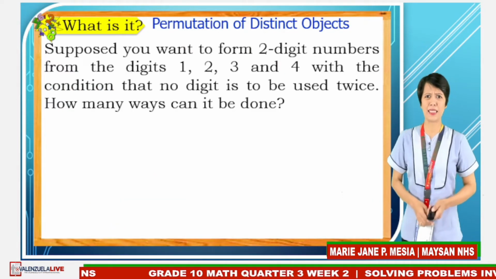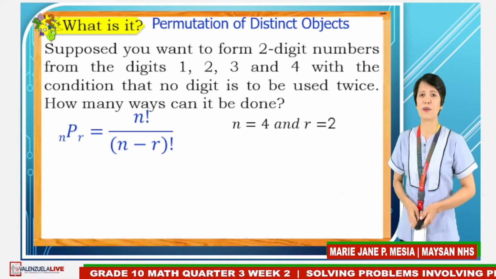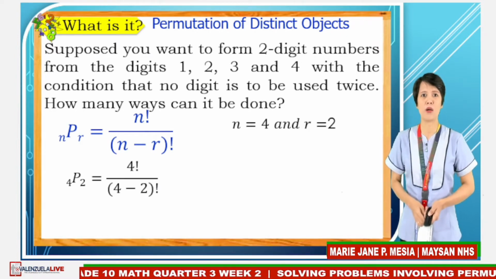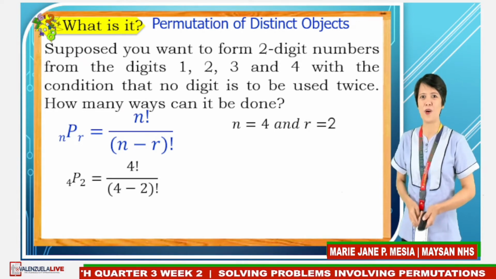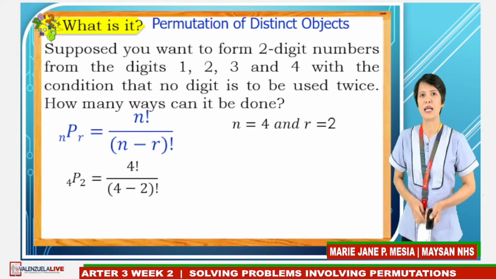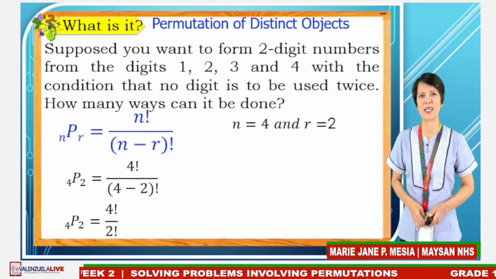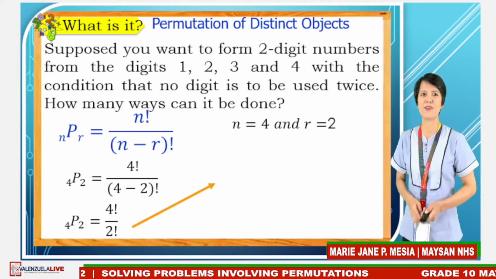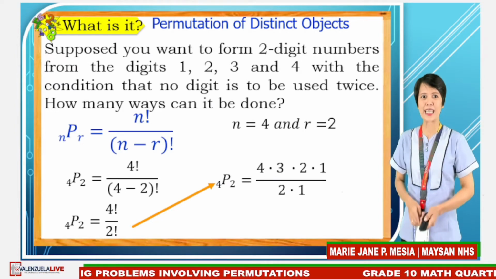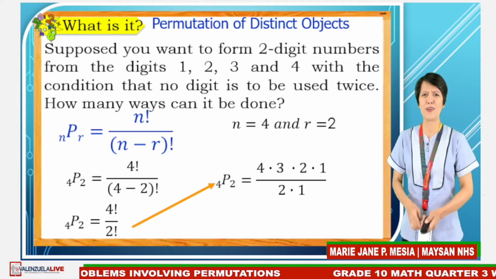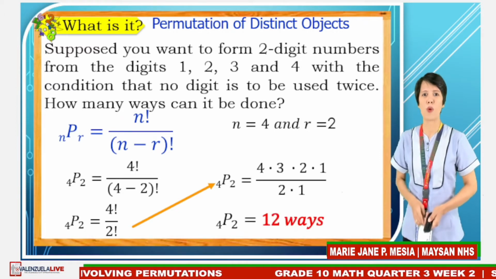Now, let us apply the formula in a given problem. N is equal to 4 and r is equal to 2. Hence, 4 permute 2 equals 4 factorial divided by the quantity of 4 minus 2 factorial. Simplify the denominator. We have 4 factorial divided by 2 factorial. Expand the factorial notation in the numerator and denominator. We have 4 times 3 times 2 times 1 all over 2 times 1. Then simplify. The result is 12 ways.